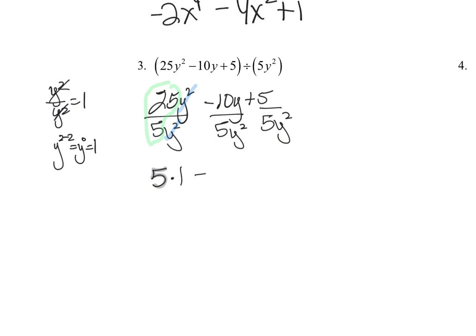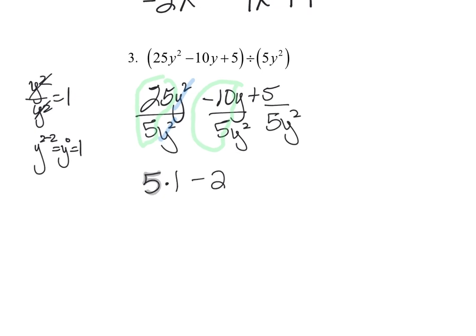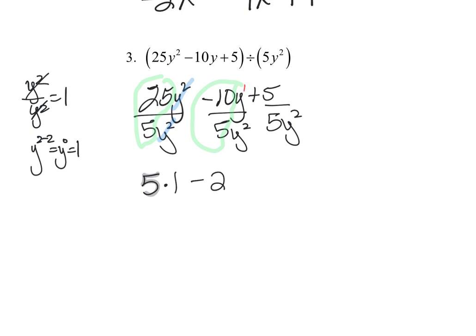Minus, I now have 10 divided by 5, which will make 2. And now I have, here on the next one, y to the first divided by y squared. And let's write this over here. Y to the first divided by y squared. If you wrote it out this way, that's 1 minus 2, which gives you y to the negative 1 power.